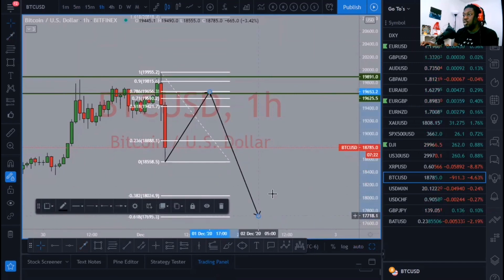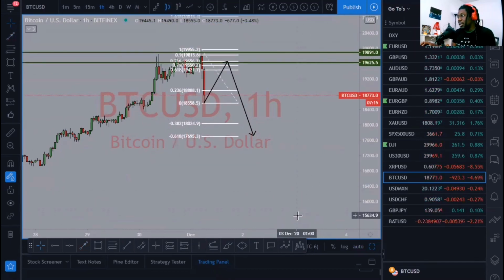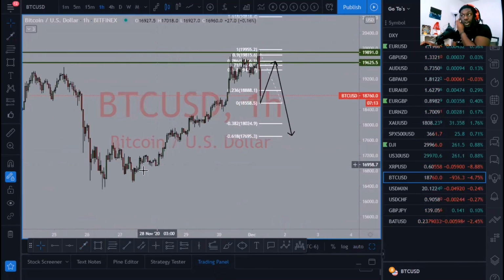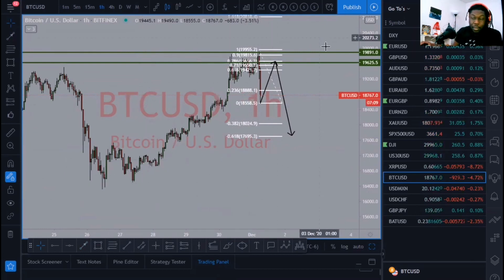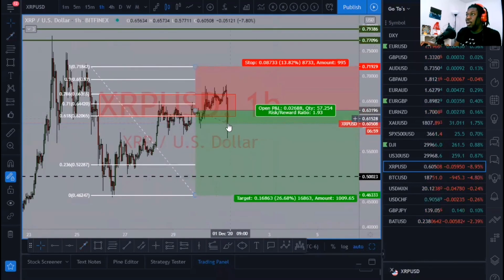Because again, on Bitcoin, I don't think that it's going to hit 20,000 just yet. I do want it to come down to like 15,000 before it continues and booms to 20K. That's just my personal opinion on it. I could be very much wrong, but let's see how it plays out. But again, Ripple is now in profit on this trade.